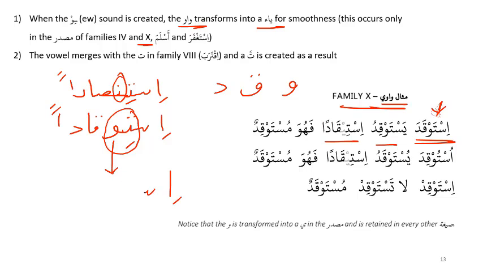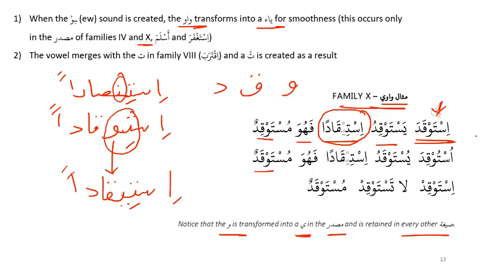So this becomes isti. The waw gets replaced by a ya. So istiqadan. That's what we have over here. So the masdar changes, but everything else is fine. So notice that the waw is transforming into a ya in the masdar and is retained in all these other sigas, all these other words.